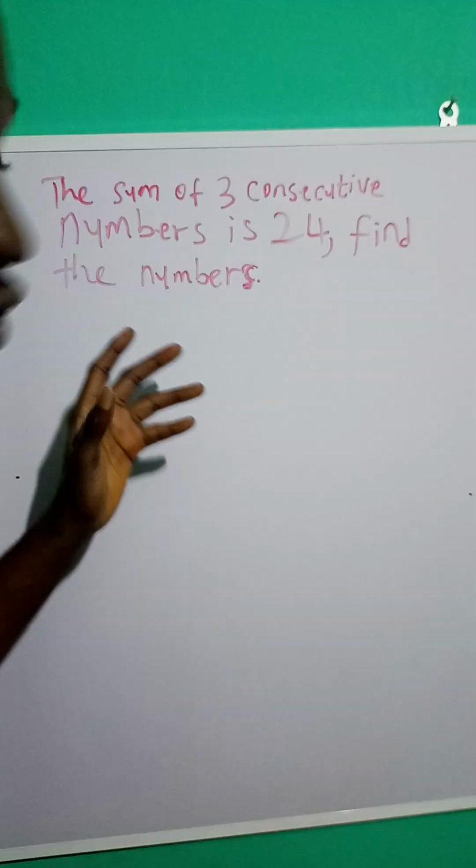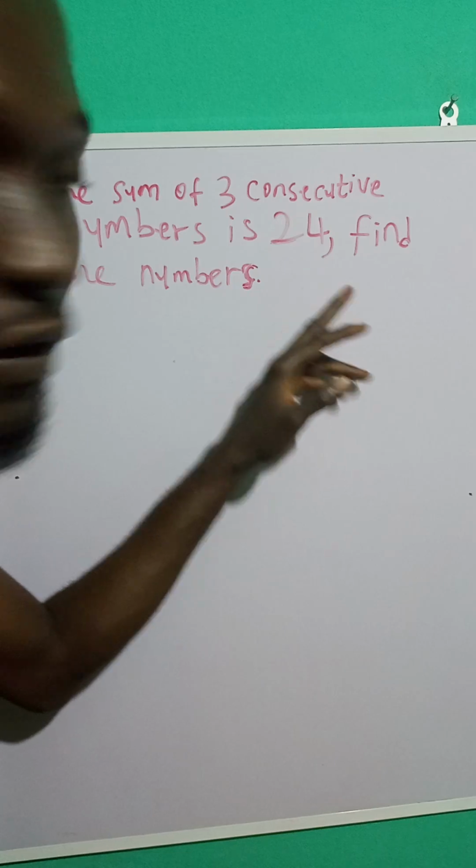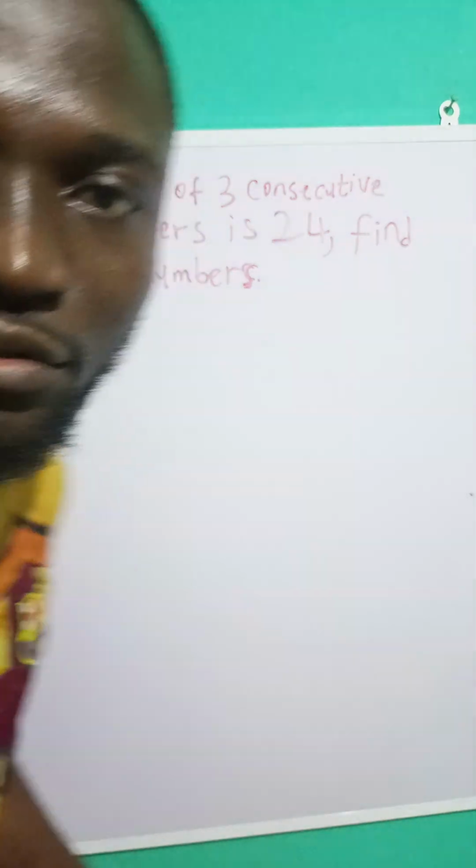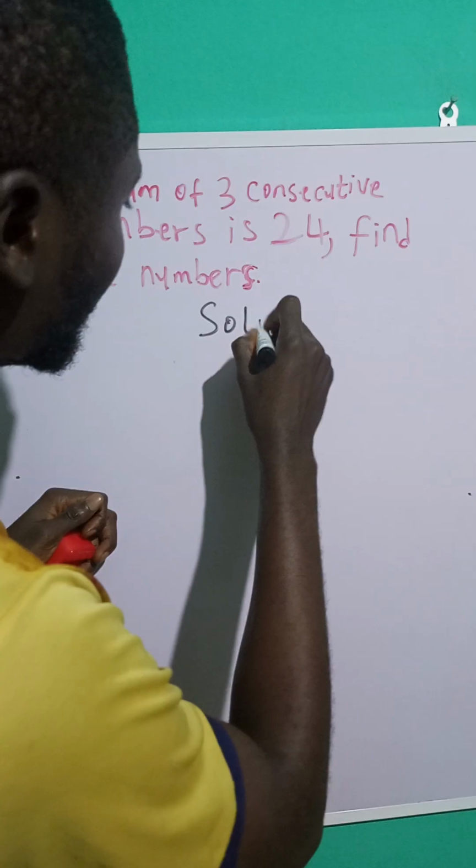Now today, look at the question we are going to solve today. It says the sum of three consecutive numbers is 24. Find the numbers. So we have the solution.